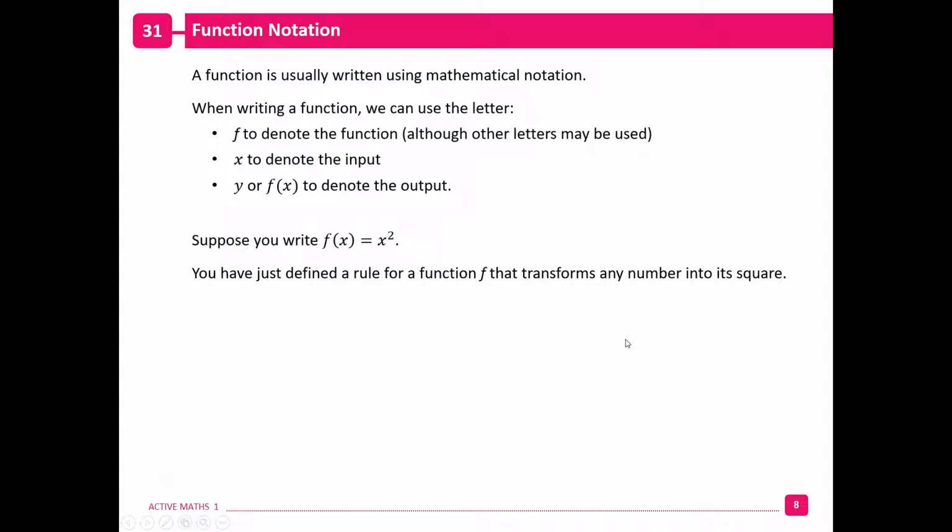So you have just defined a rule for a function f that transforms or maps any number, the input, onto its square. If we started off with the number 4, for example, as an input, then the output would be f of, and instead of x, we know what our input is that we're dealing with. So it's the number 4. f of 4 equals 4, that same input, squared, the number 16. 4 times 4 is 16.